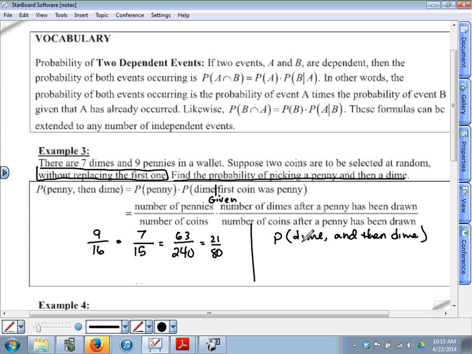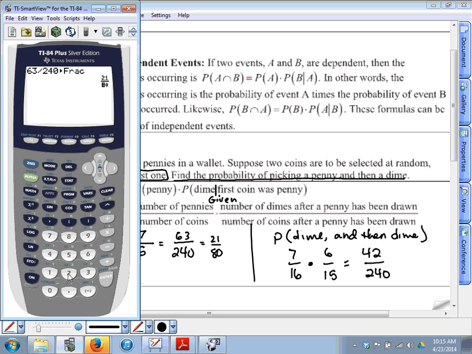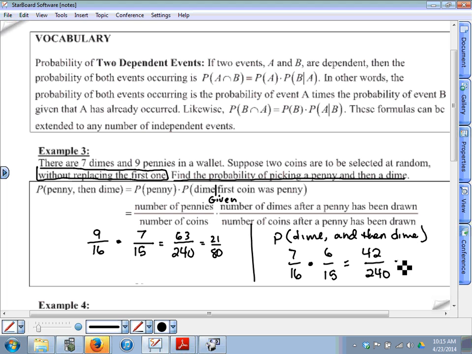So, what's the chance that you choose a dime on the first pick? 7 out of 16. But if you don't replace the dime, it'd be 6 out of 15, which is 42 out of 240. That simplifies because they're both even. So 42 out of 240 is 7/40. I'd rather you leave it as a fraction.